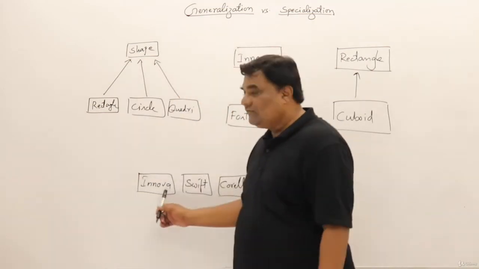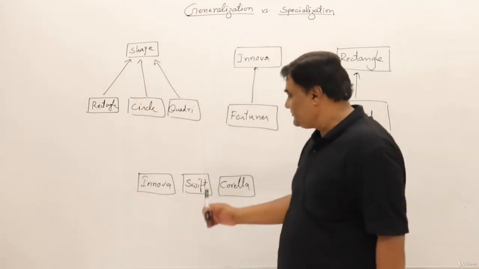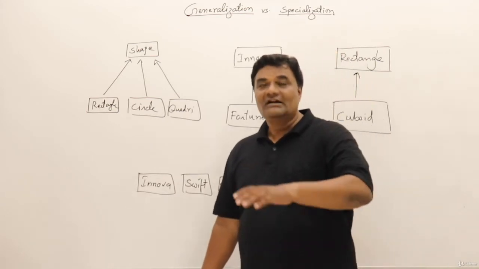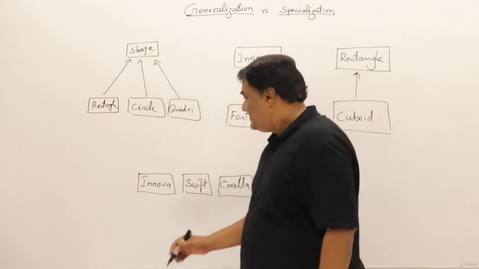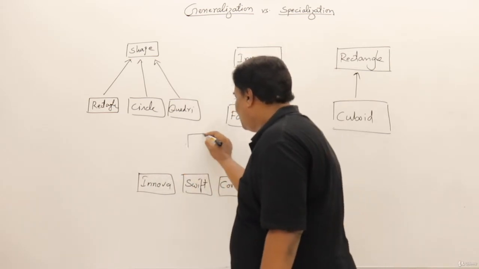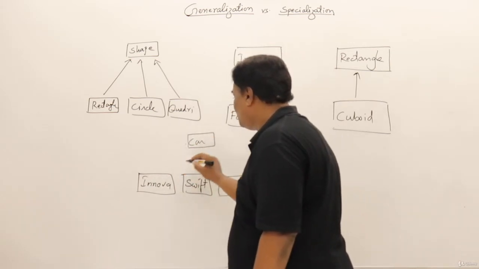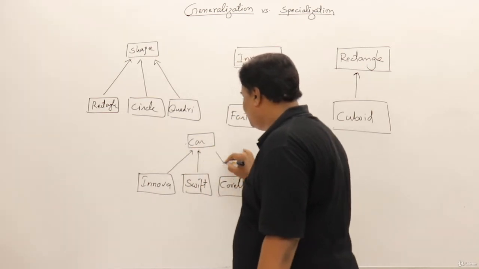Can you show me an Innova? Yes, it physically exists. Can you show me a Swift? Yes, it really exists. Corolla car, that is also again from Toyota, it also exists. Now, all these are nothing but car. Yes, they all are inheriting from car.